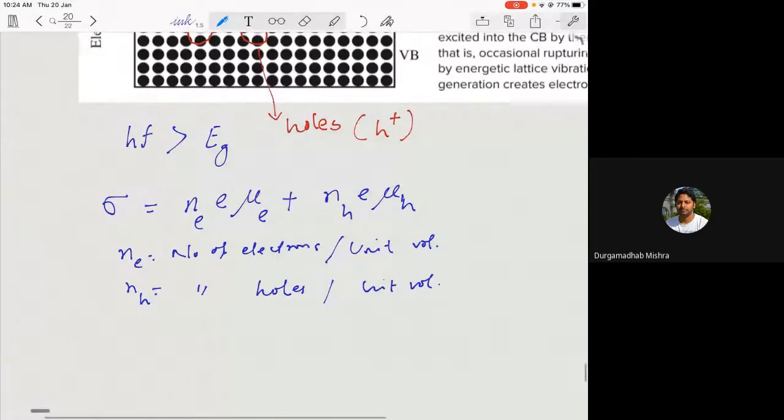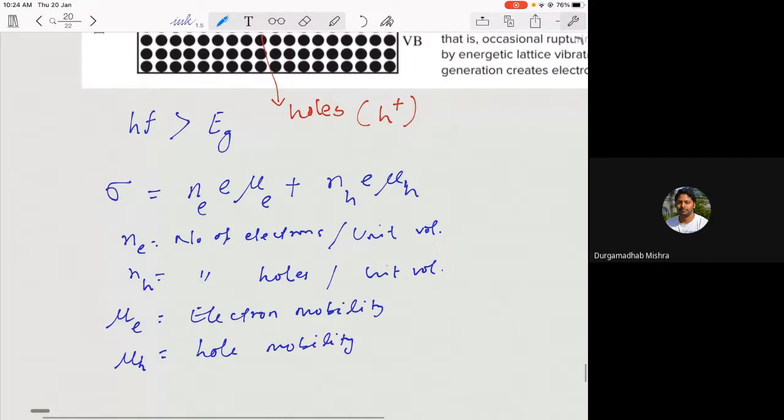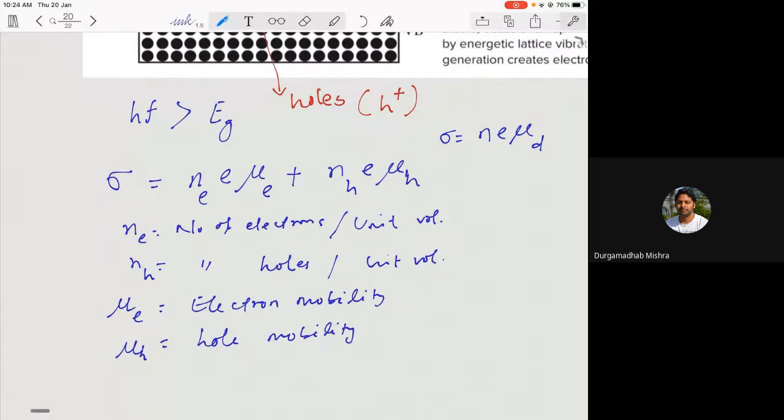Similarly, you have the mobility corresponding to both. This is the electron mobility, and this is your hole mobility. So the total conductivity of a semiconductor is not just, as for a metal, N e μD, where μD is the drift mobility, N is the number of free electrons, and e is the charge. Here you have an additional charge carrier, which is your hole, so it will also contribute to the electrical conductivity.